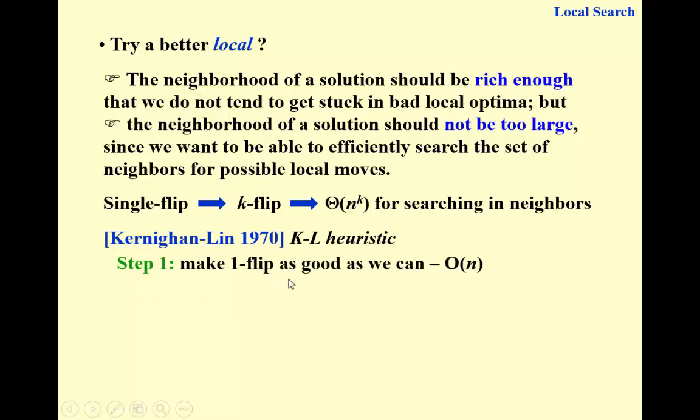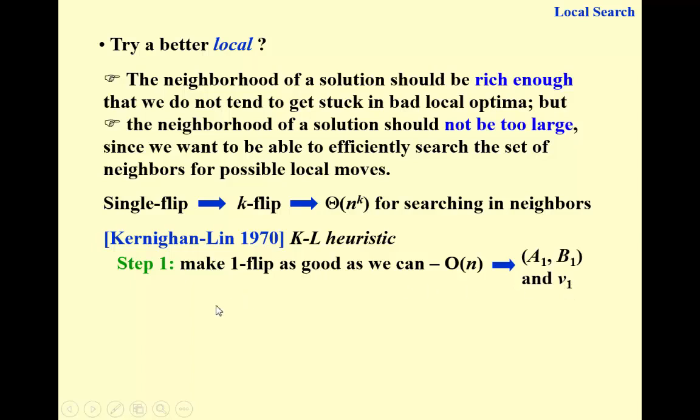So step by step, it will generate a richer neighborhood. Step 1, let's try to make one flip as good as we can. And obviously the time complexity is big O of n, since we just try to flip every node, right? And try to find one that is the best. After this flipping, we obtain one solution, denoted by a sub 1, b sub 1, plus one node that is marked to be visited.